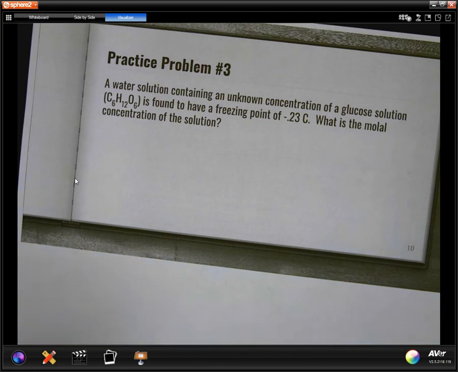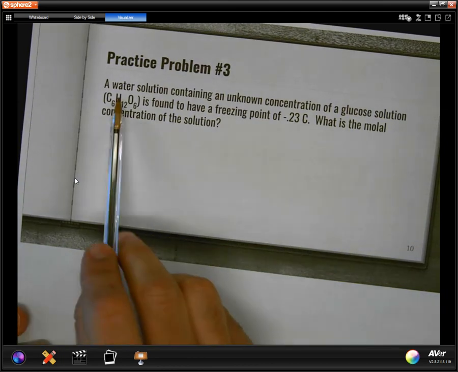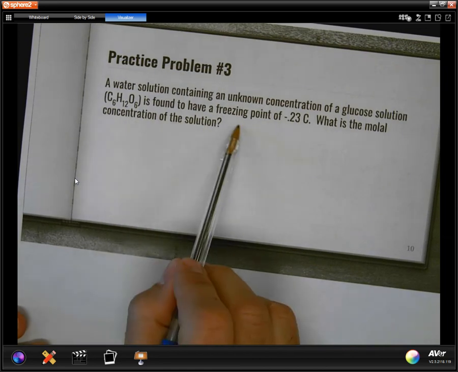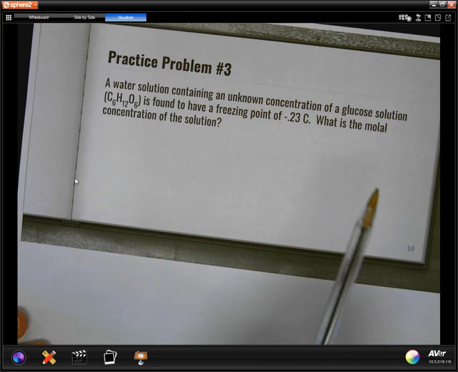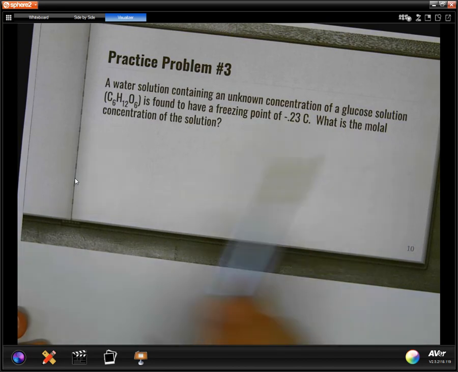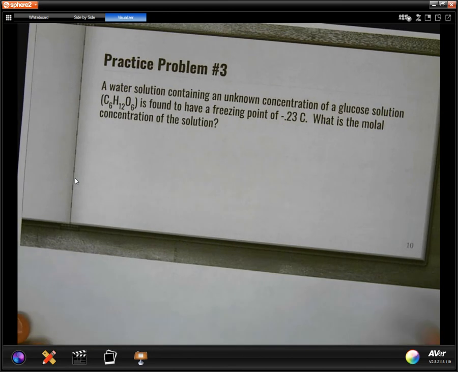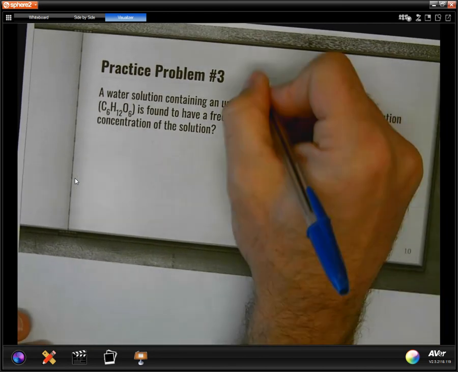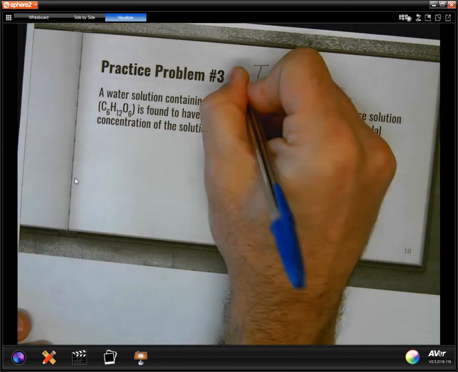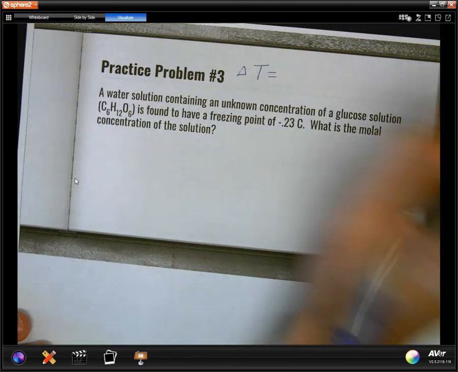A water solution containing an unknown concentration of glucose solution, which I tell you, is found to have a freezing point of negative 0.23 Celsius. What is the mole concentration of that solution? So again, as I get started, we are looking at the idea of change in temperature equals K m i.